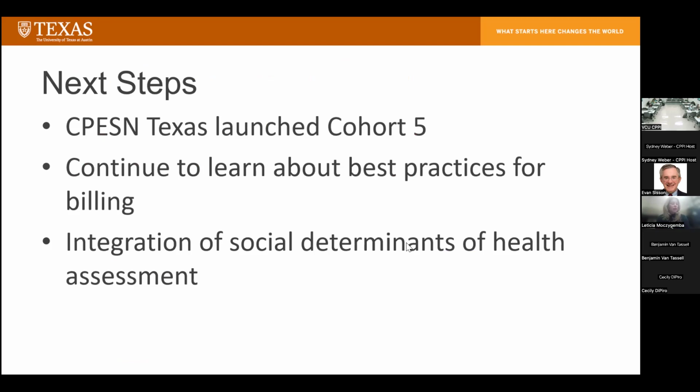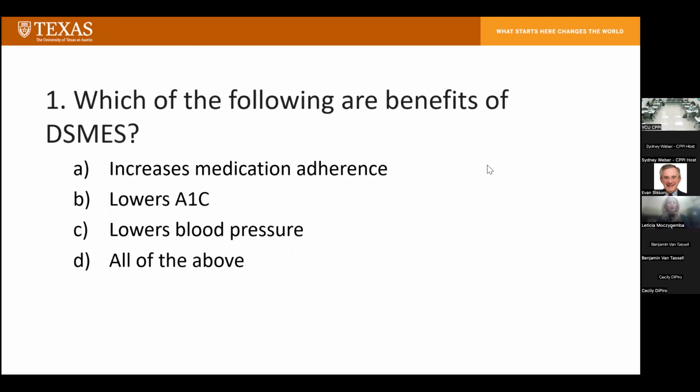So with regards to the next steps for this, the funding did end for accrediting pharmacies, but CPS in Texas actually is still utilizing those resources. They launched a cohort 5. And then we're just collectively still continuing to learn about best practices for billing. And the UT CPSN team is also thinking about ways to integrate social determinants of health assessment with DSMES in a more formal way. SDOH is a part of the DSMES assessment, but it's sort of a little informal. And so we're trying to do that in a more systematic way.